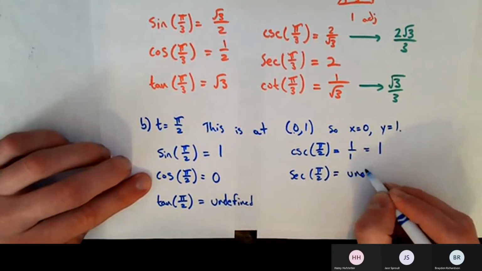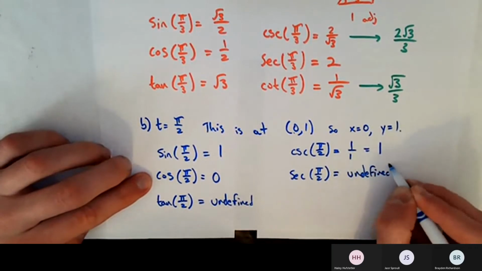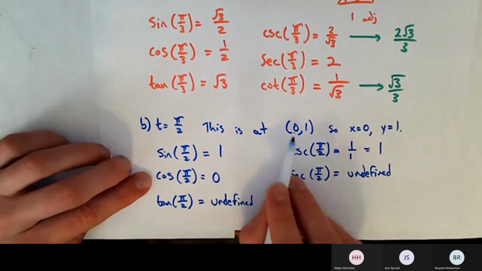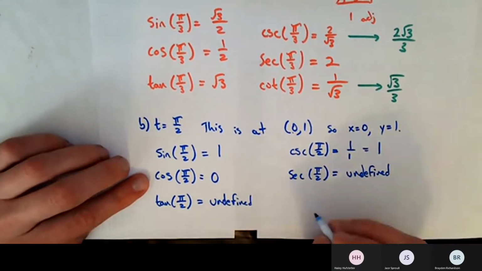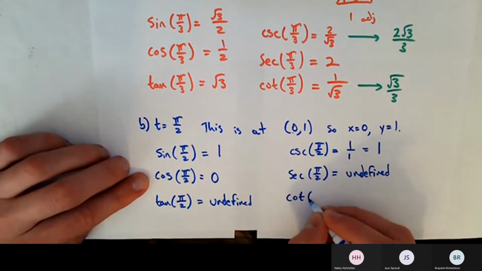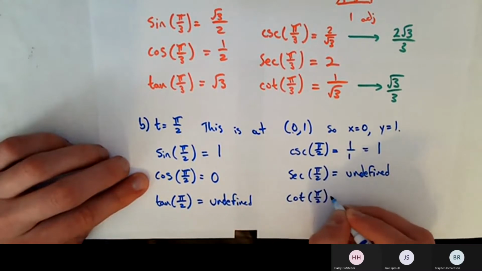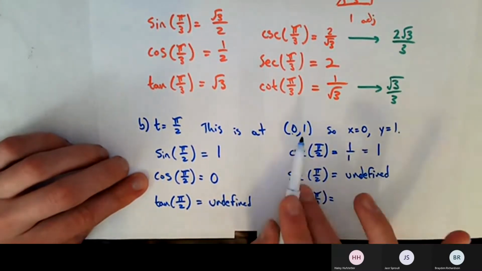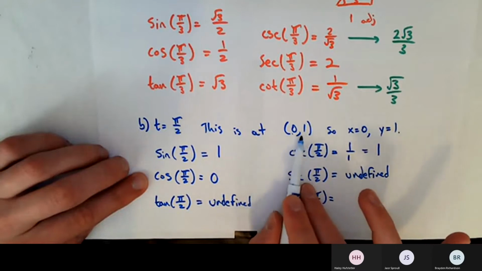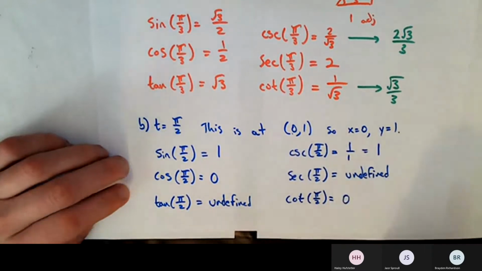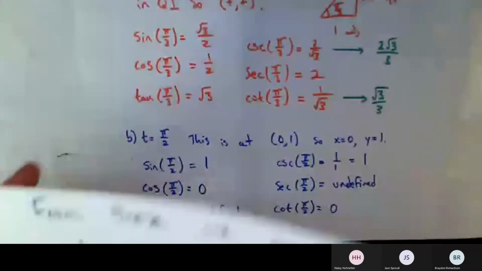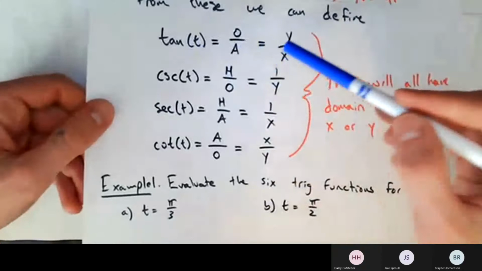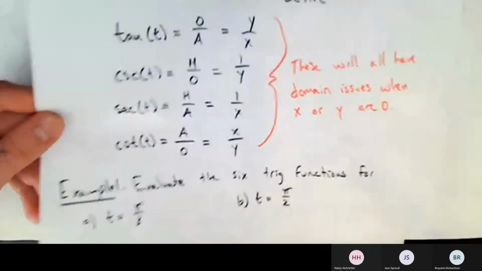That's undefined. Any of these that have an x in the denominator at this particular angle, pi on 2, are going to be undefined because you can't have a 0 in the denominator. Finally, cotangent of pi on 2 is supposed to be x over y. That's 0 over 1 here. That's 0. All of that is coming straight from these. Tangent t is y over x, etc.